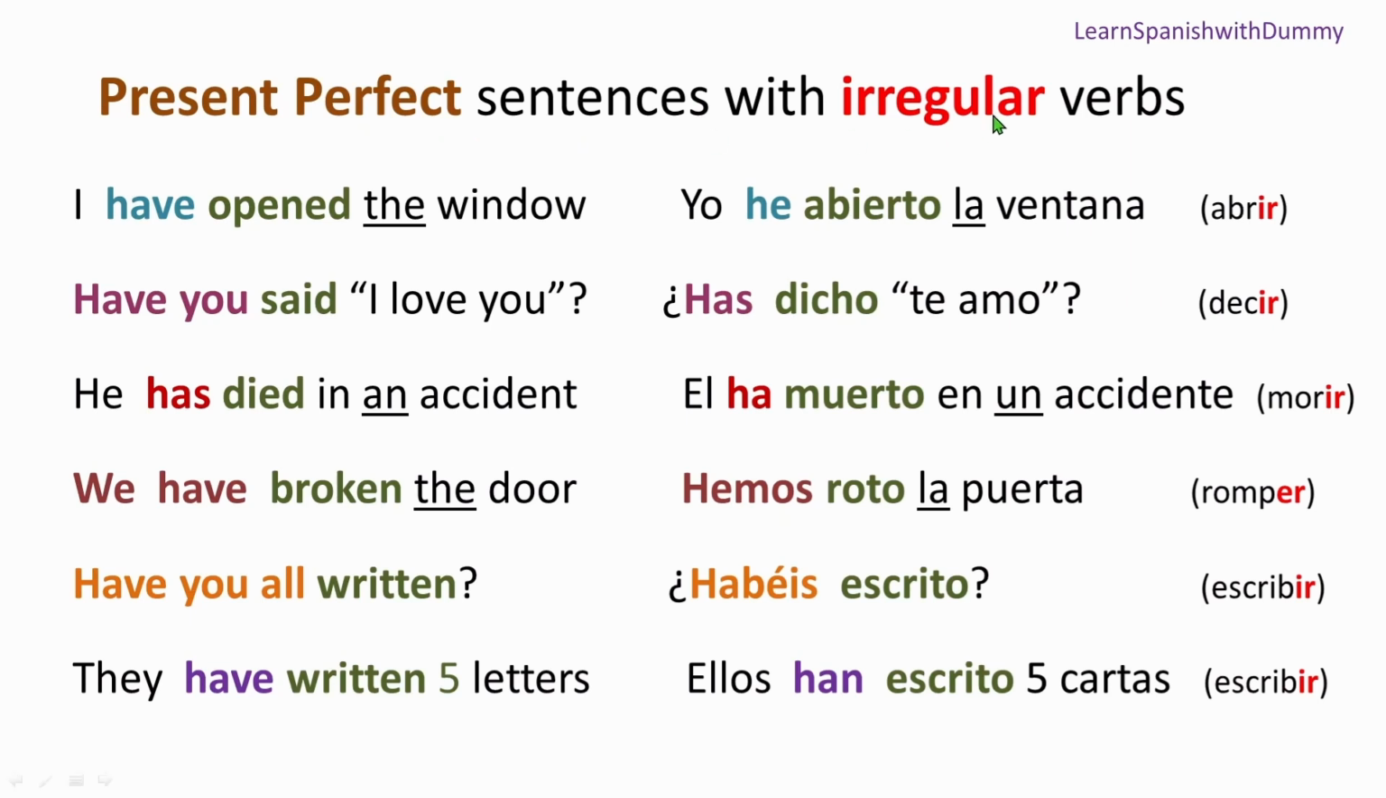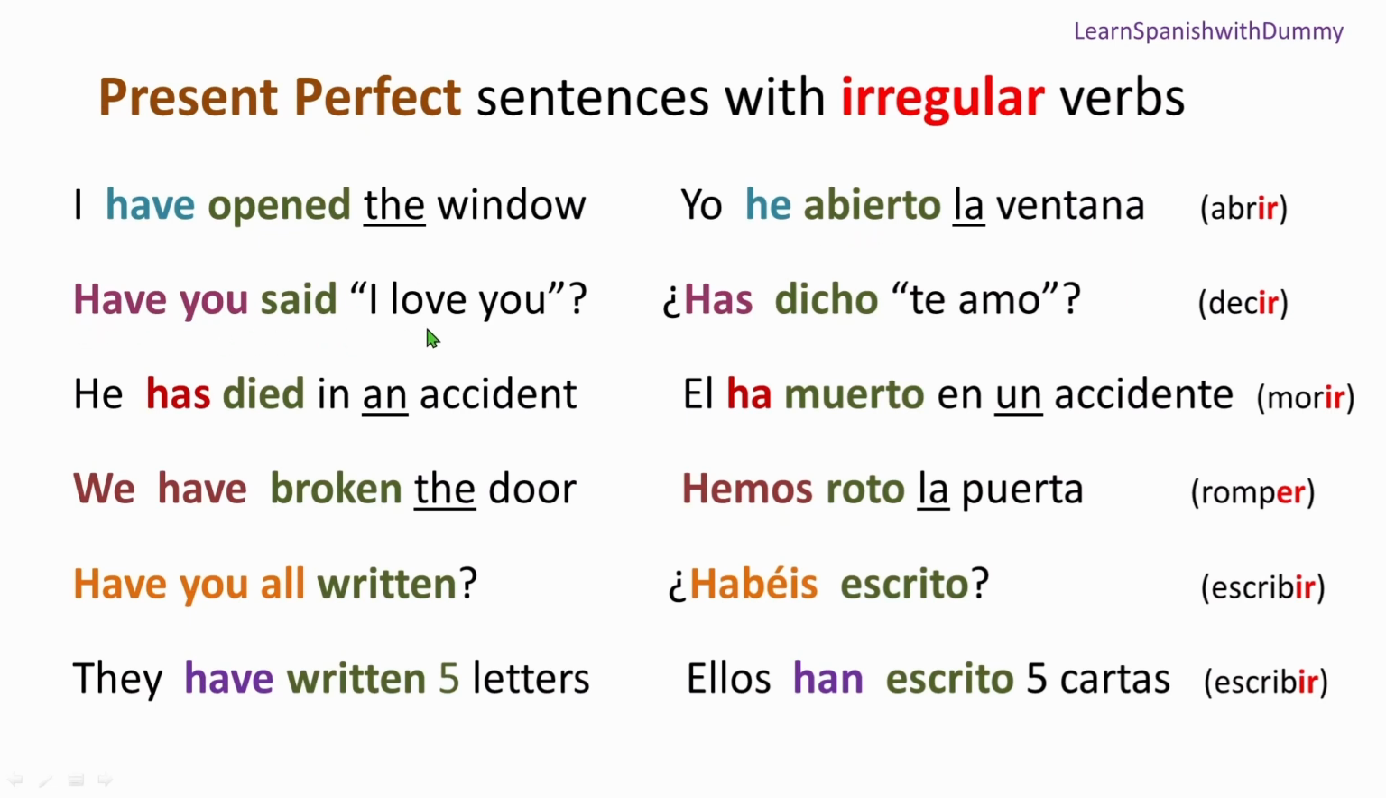Now finally, we're going to make sentences with the irregular verbs. These verbs don't follow the rule, right? So let's make sentences out of them. I want to say, I have opened the window. So it's yo he abierto la ventana. Yo he, I have, abierto is opened, right? It came from the verb abrir, to open, la ventana. We learned how to make it. There is no rule. You just need to mug it up.